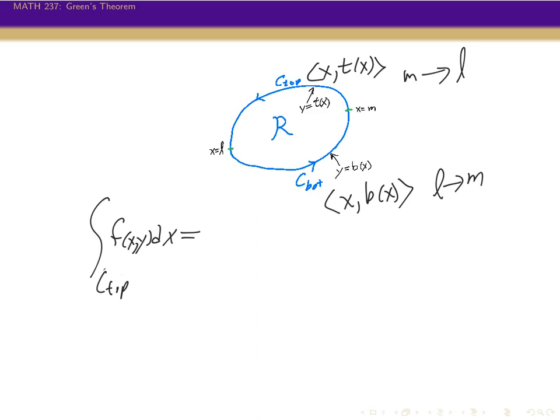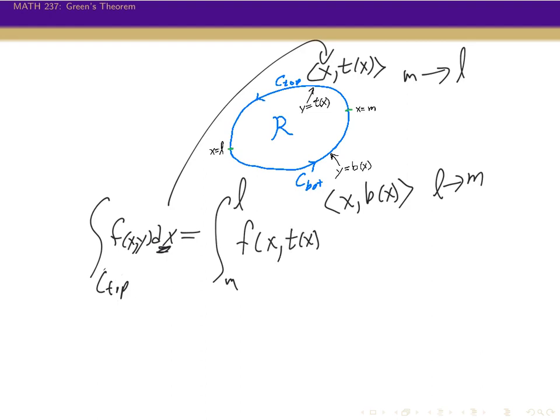Remember, in this case our parameterization of the x component is x, and so when we take the derivative of x, it is just dx again. So this literally is the derivative of that, and we just have to plug these components in. For the top, we're starting at m, going to L, reminding ourselves that this is kind of backwards. For x, we plug in x. For y, we plug in t of x. And then we have dx.